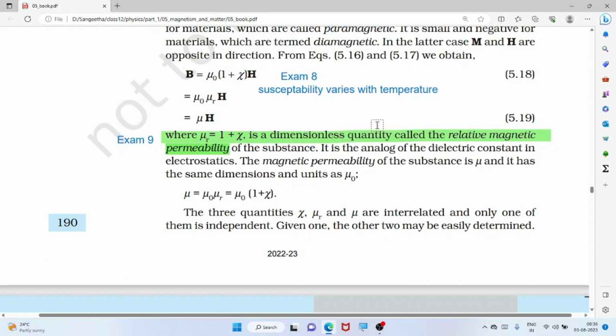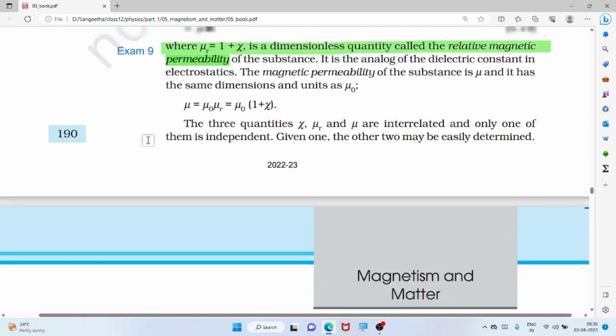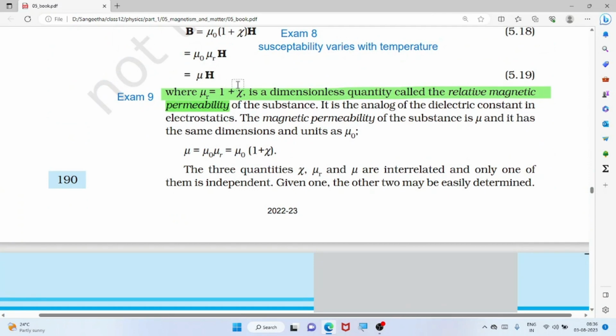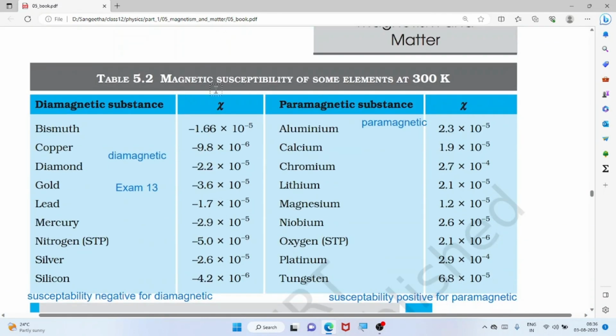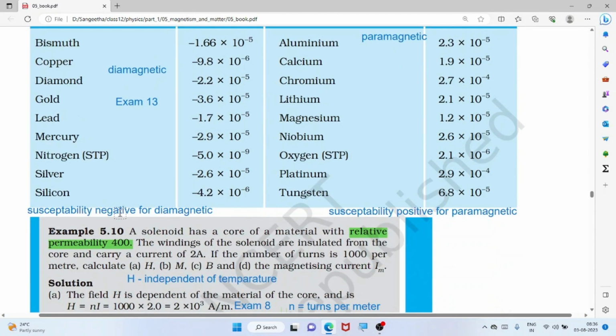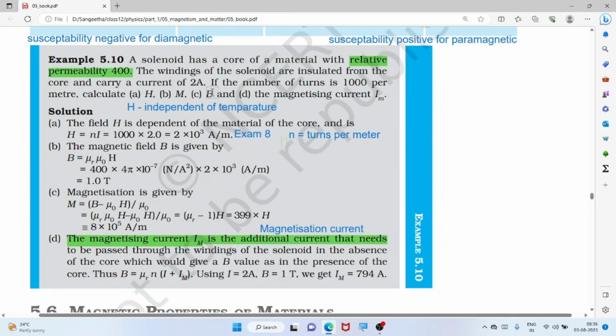Magnetic susceptibility varies with temperature. Mu r is the relative permeability, the magnetic permeability. Susceptibility for a diamagnetic substance is negative, and for a paramagnetic substance it is positive. So H is independent of the temperature. n is the number of turns per meter.